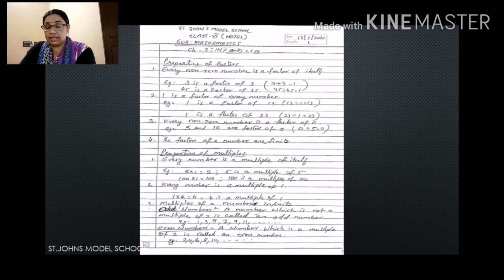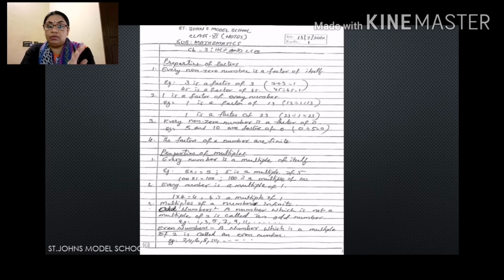First property: every non-zero number is a factor of itself. For example, 3 is a factor of 3 itself, because 3 divided by 3 is 1. 45 is a factor of 45, as 45 divided by 45 is 1 only. That is why every number is a factor of itself.